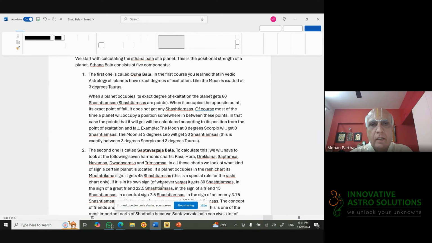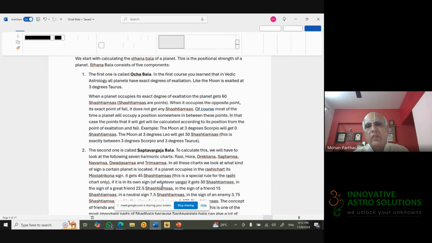I would like to say what is 60 amsas. Actually, Shadbalas are measured in terms of 60 amsas. So 60 amsas are obtained for a planet which is in an exaltation sign. At the same time, when the planet is in debilitation, it gets the lowest value, zero of this 60 amsas.